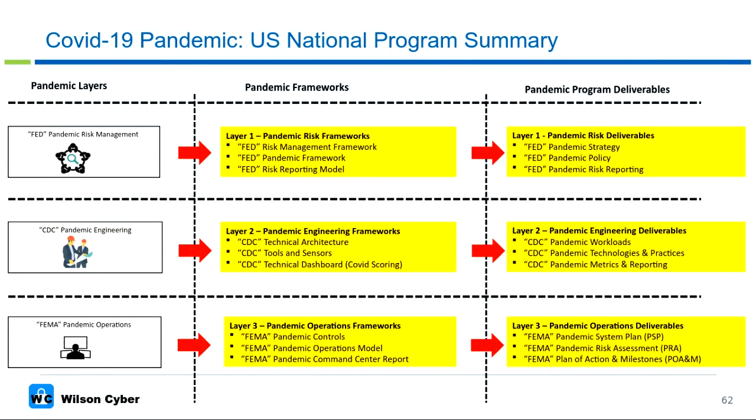Under the pandemic engineering frameworks, we have technical architecture, tools and sensors, technical dashboard, which would be the scoring of the COVID. We would have pandemic engineering deliverables, which are workloads, technologies and practices, metrics and reporting. And at the operations, we'd have pandemic controls, operations models, command center reporting. And at the operations deliverables, we have a pandemic system plan, a risk assessment, and a plan of action and milestones.